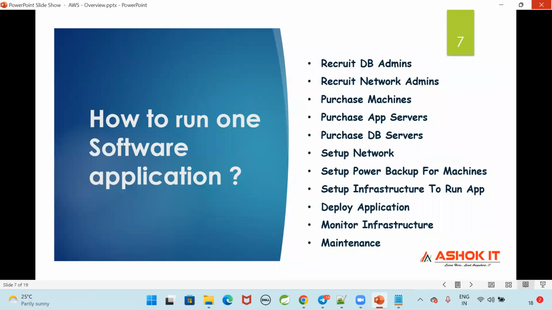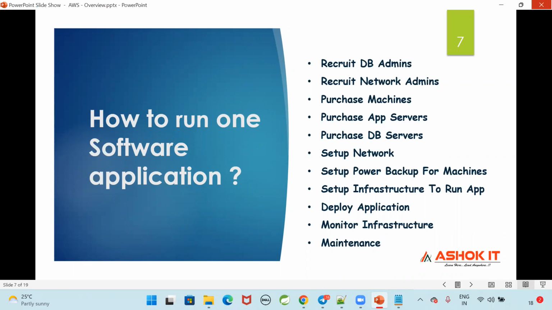Then how to do this infrastructure setup? We need to recruit the people. We need to recruit the people who are good in database administration. We need to recruit the people who are good in networking, and we need to purchase the computers by spending money. We need to purchase server licenses. We need to purchase a network. We need to purchase the power. We need to set up a power backup. We need to take a security guard. We need to monitor our server room. Lot of things we need to do to set up the infrastructure to run our application.